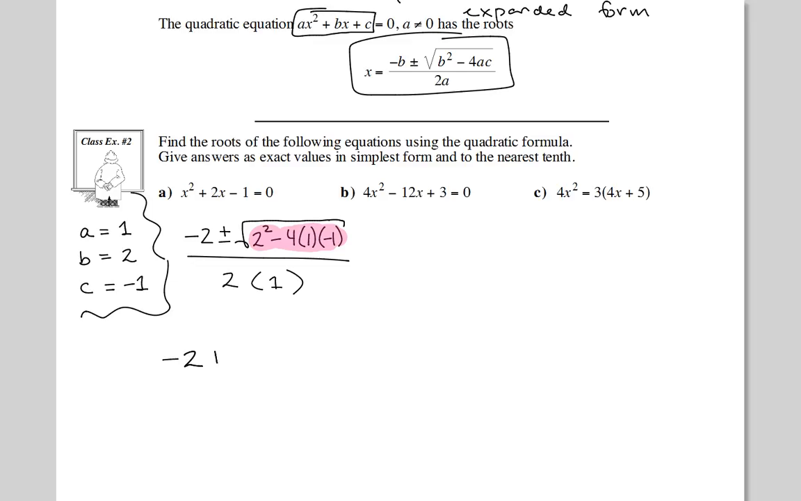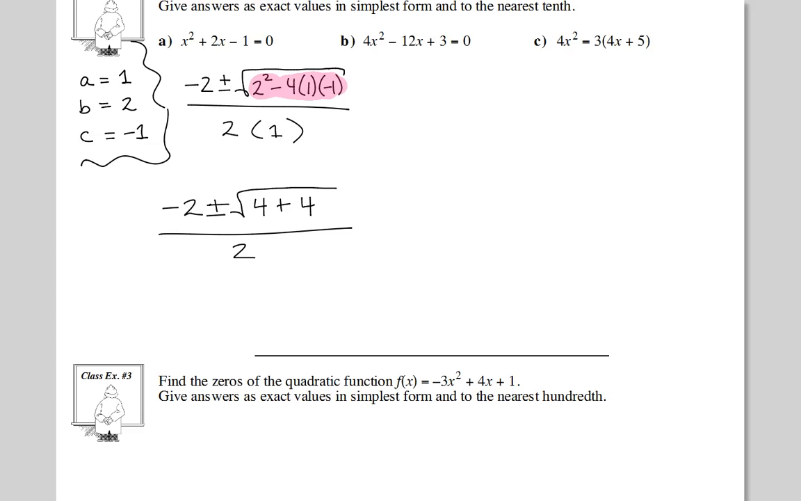So what do you guys get? Someone said 8. Is it 8? Because 2 squared is 4, and then you have a double negative in there. Do you see the double negative? That'll be 2 negatives making a plus, and 4 times 1 times 1 is 4. All over 2.